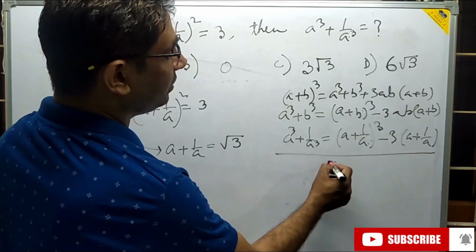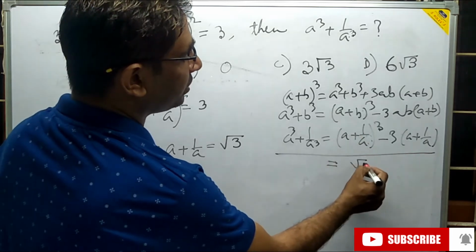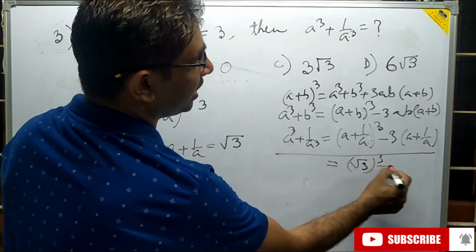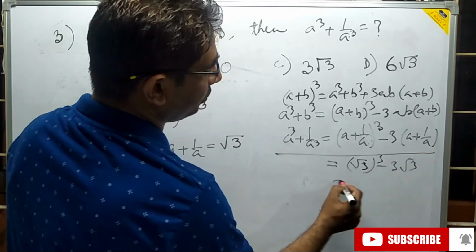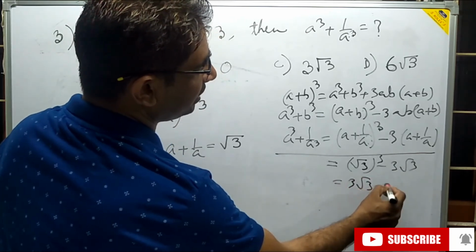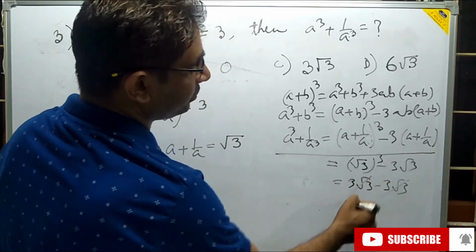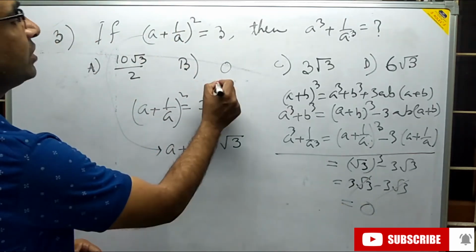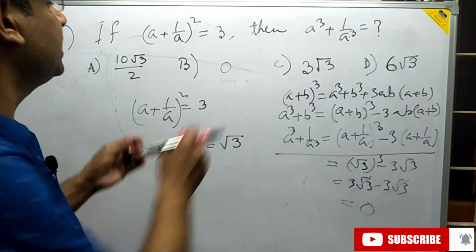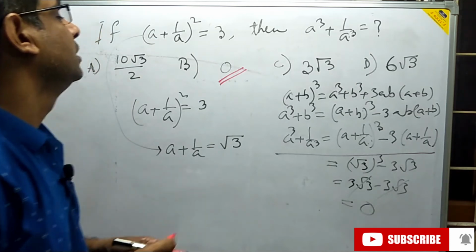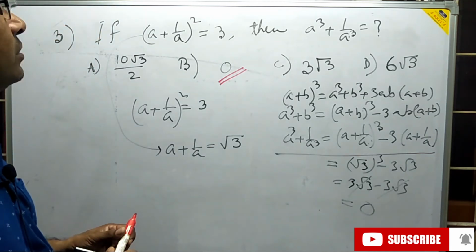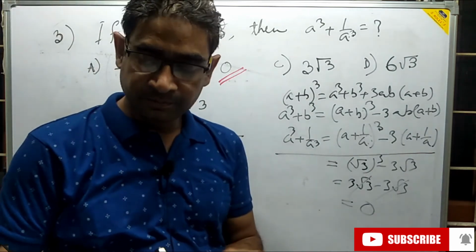So now put the value in this identity. This one root 3 cube minus 3 root 3. Root 3 cube, that means 3 root 3 minus 3 root 3. These two cancel, I can write this one 0. So the answer is 0. The correct answer is 0. I think everybody understands this sum.